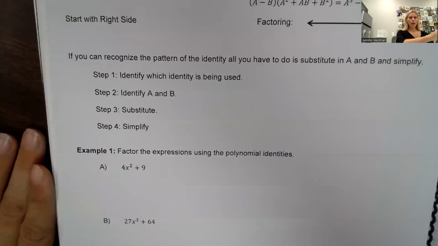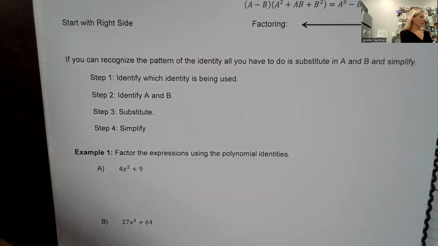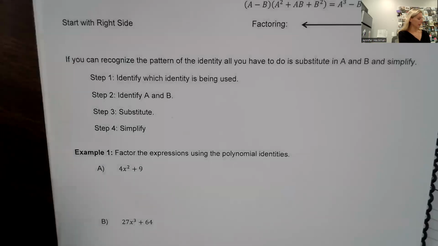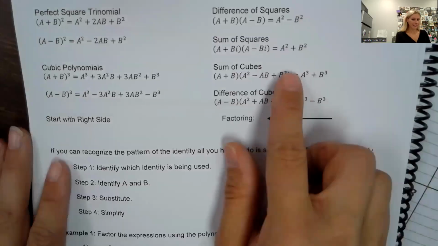So on example 1 here, we have 4x squared plus 9. One of the things I want you to keep in mind here is it's a plus. And the other thing you need to keep in mind is that when we are looking at the right side of those identities, it also means that our A and our B are squared or cubed, right? Because it's A squared, B squared, all that stuff.